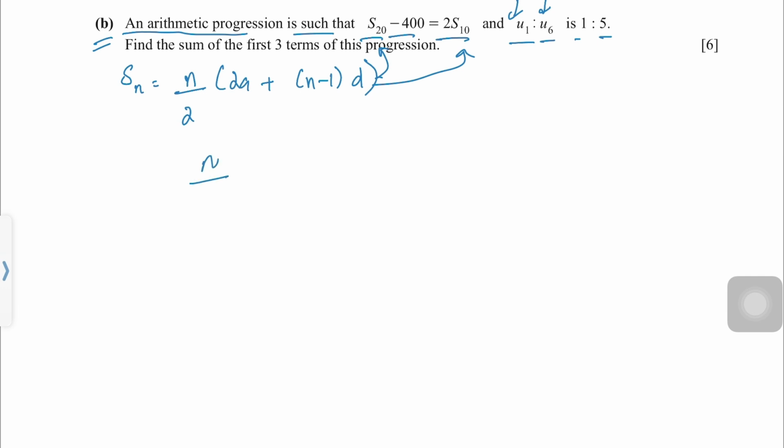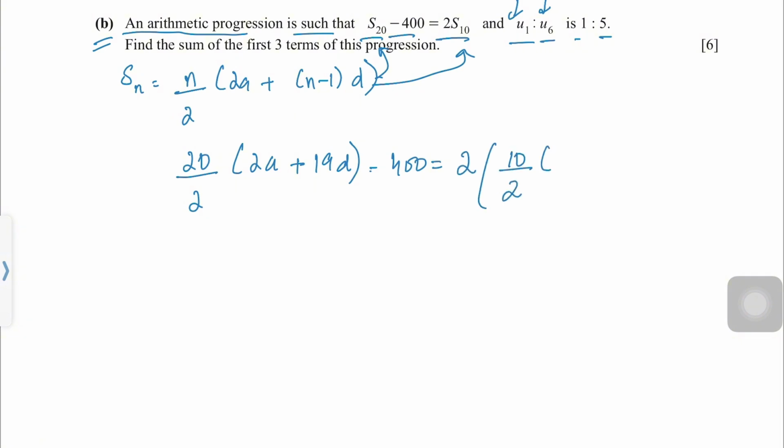So this would give us n over 2. Sorry, we are given n as 20. So this would be 20 over 2, 2a plus n is 20, 20 minus 1 is 19. So that would be 19d minus 400 equal to 2 multiplied by 10 over 2, 2a plus 9d.